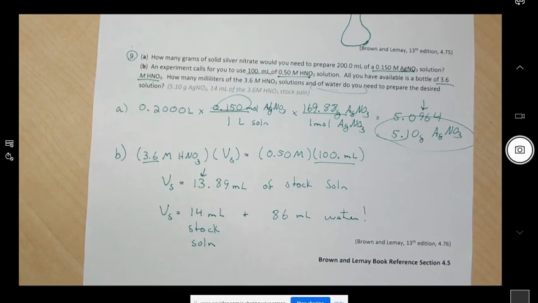Sometimes when you mix two different solutions, after mixing, they don't actually come to the volume you think they're going to because of intermolecular forces. So that's kind of a tricky question, but it should be about 86 milliliters of water.